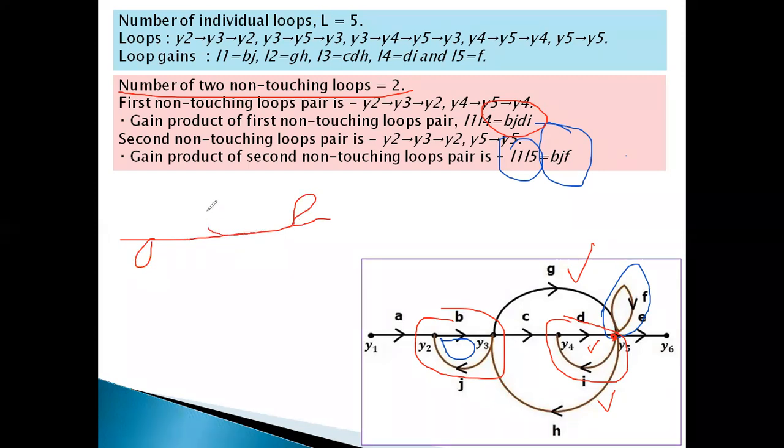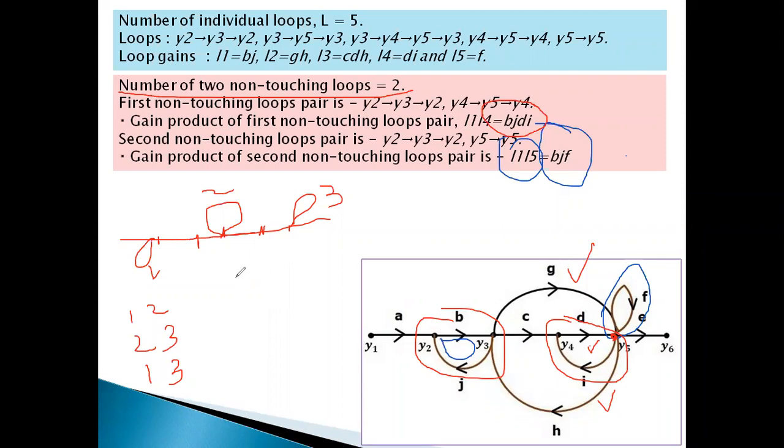Okay, again, one more loop may be there. So this is the first loop, second loop, third loop, and they are not in contact. There may be a number of junctions in between these. So all possible combinations: first and second, they are not in contact. Second and third, that is one more pair of two non-touching loops. First and third, again two non-touching loops. So all possible combinations of two non-touching loops are 1,2; 2,3; and 1,3. There are three possible combinations for this signal flow graph.